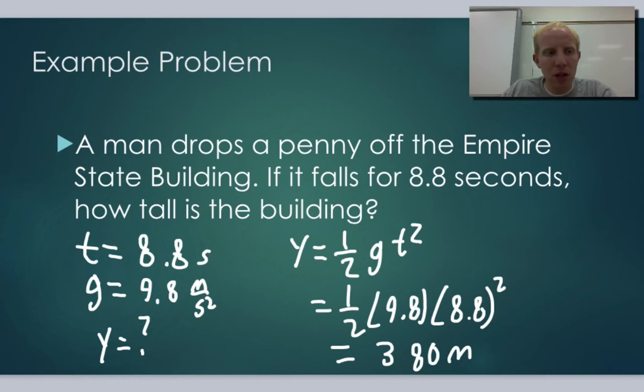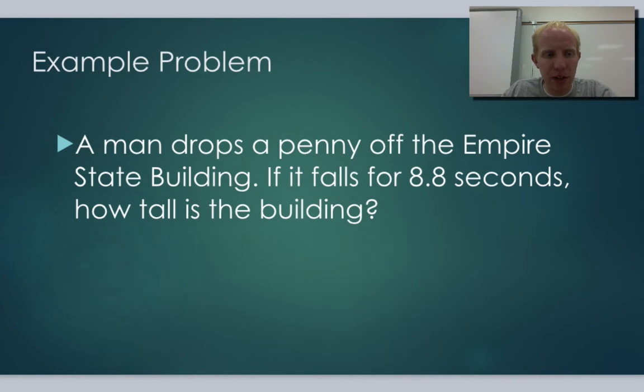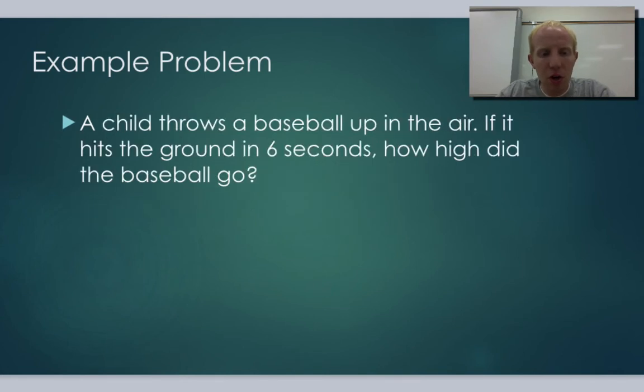Okay, let's look at a slightly different scenario with free fall though, and this is often the case with projectiles and things like this. What if you have a question where it's not just straight dropping, but someone throws something up in the air first? Okay, so like in this one, a child throws a baseball up in the air. If it hits the ground in 6 seconds, how high did the baseball go? So this isn't just a straight drop like we've been doing. It's actually going up in the air and back down.